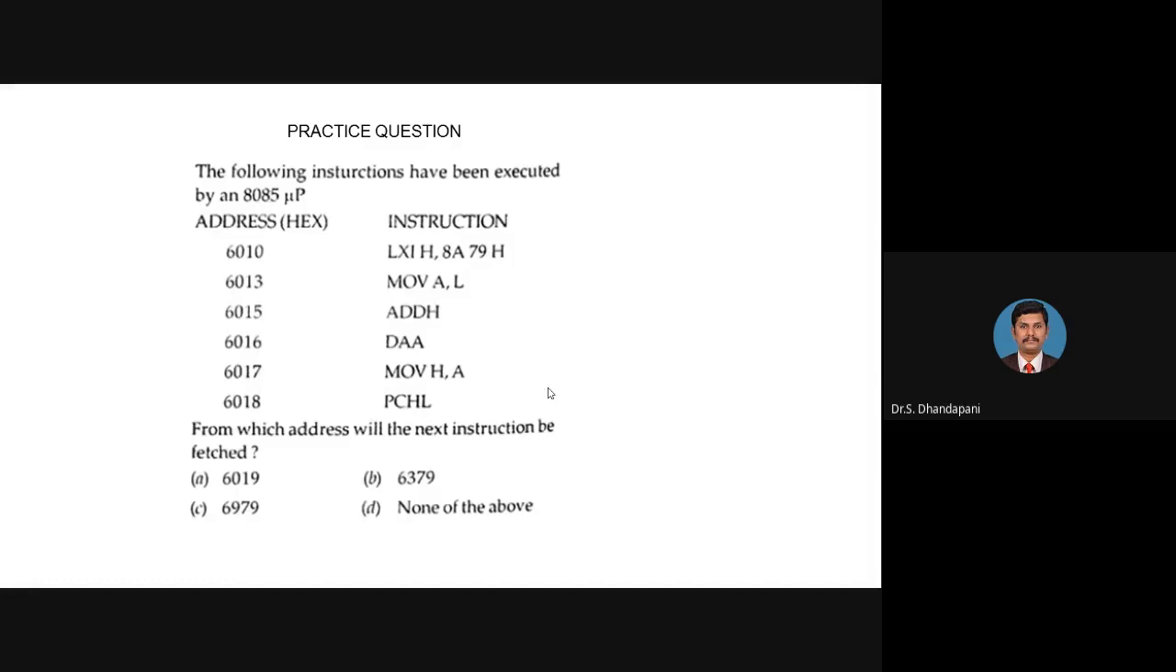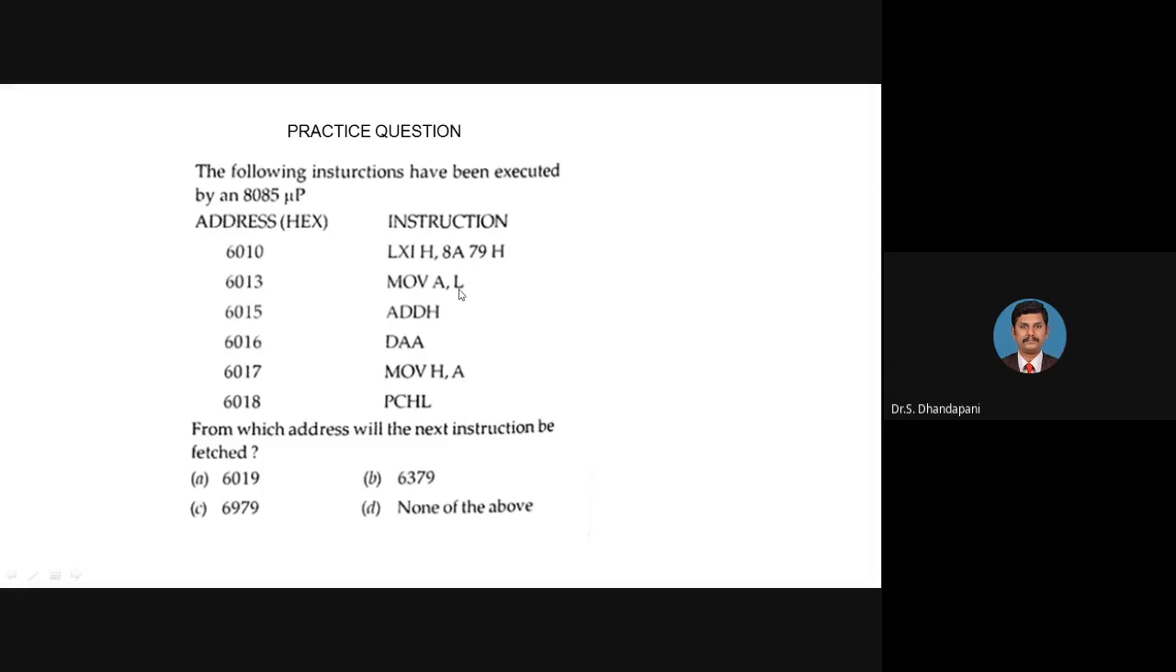Now, the last question from microprocessor. The following instructions are executed using the 8085 microprocessor. The first instruction is LXI H, 8A79. The meaning of LXI H is load the register pair HL immediately. We are loading the H and L registers with the immediate data 8A79.